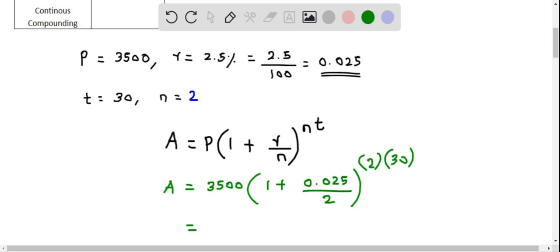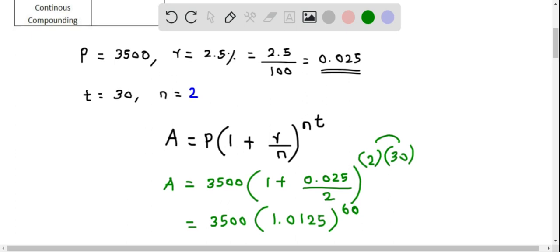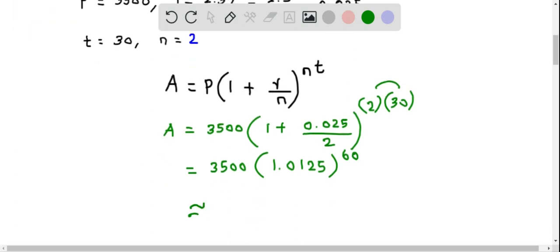So this equals 3,500 times, 0.025 divided by 2, we get 0.0125. And then when we add 1 to it, we get 1.0125. So I'm going to put 1.0125, raised to the power of 2 times 30, which is 60. Once again, we plug this value into the calculator, and we get approximately 7,375.13, and this is in dollars. So this is the amount.